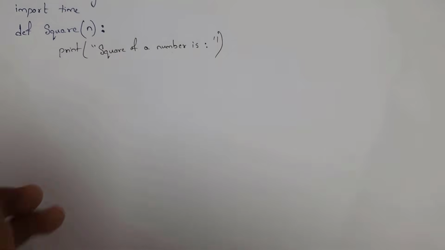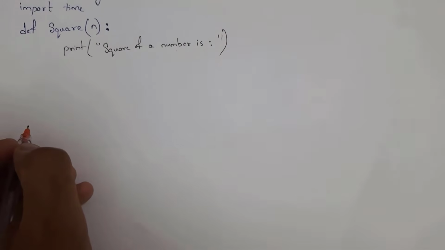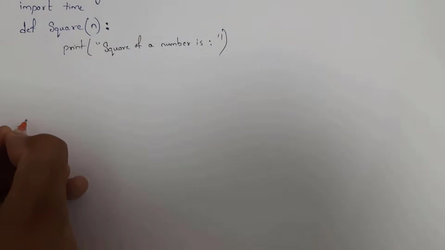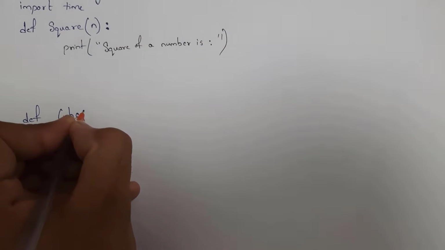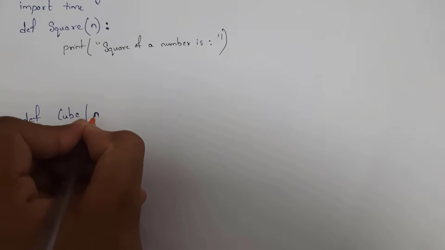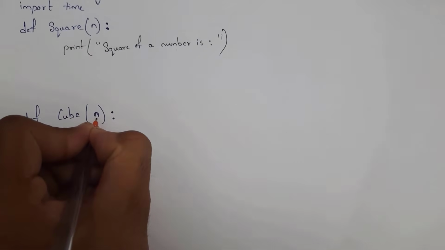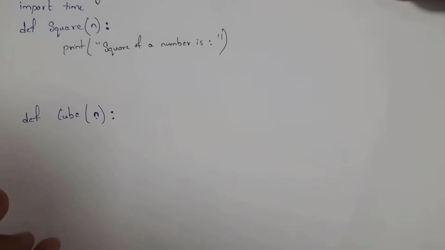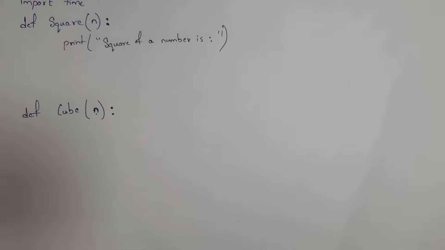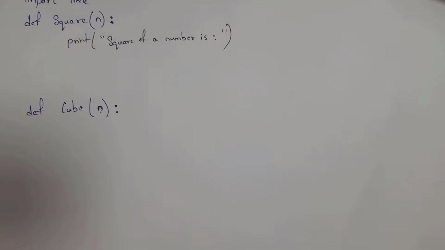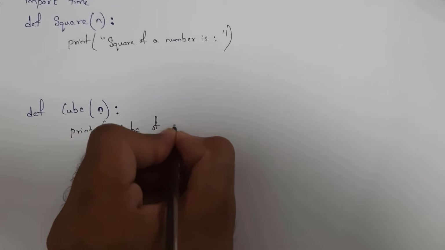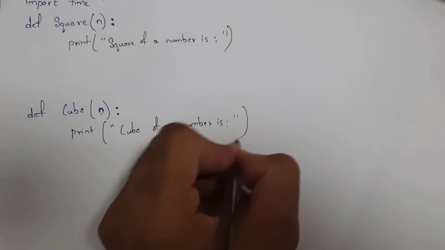Similarly I am taking another function to find the cube. So just write here def. I want to find the cube, so I am taking the function name as cube, and here also you need to give the parameter n. n will store numbers from 1 to 5. Whenever we give numbers, these numbers are stored in the parameter n. Again inside this I am writing the statement: print "cube of a number is", in quotations, and close the bracket.